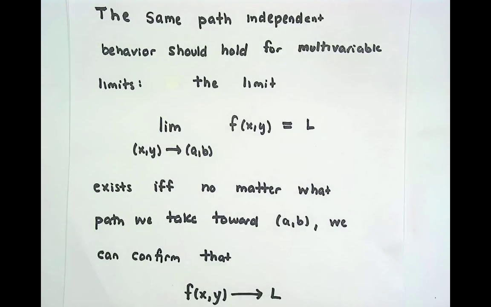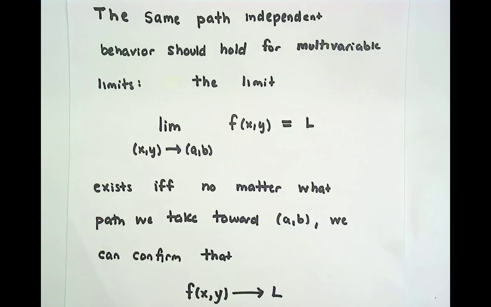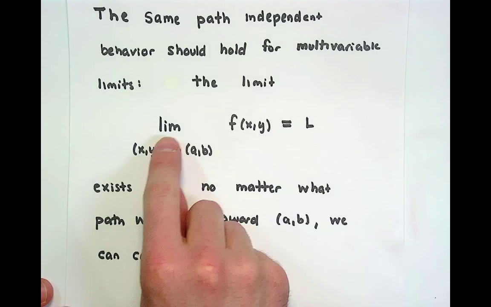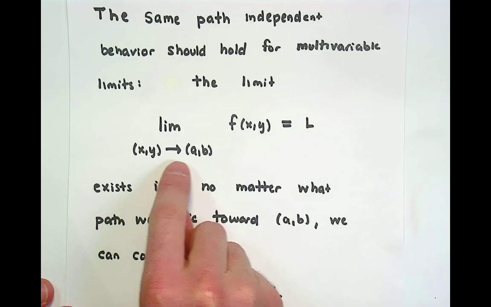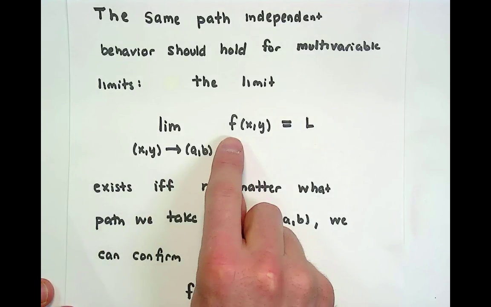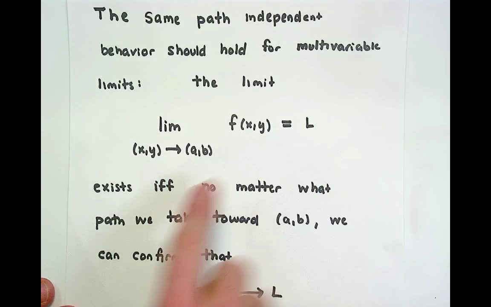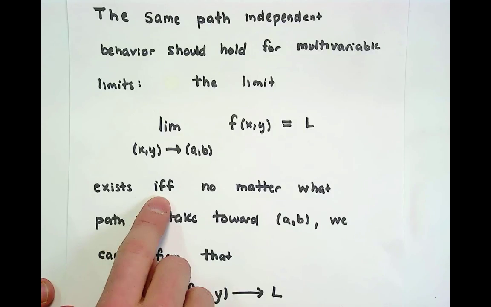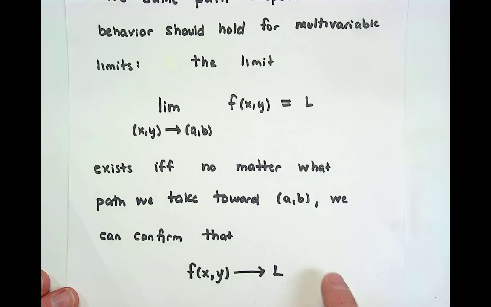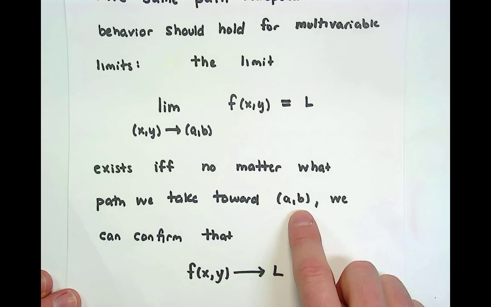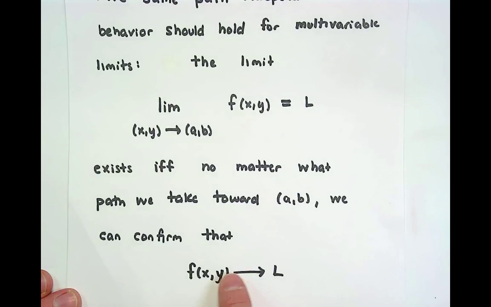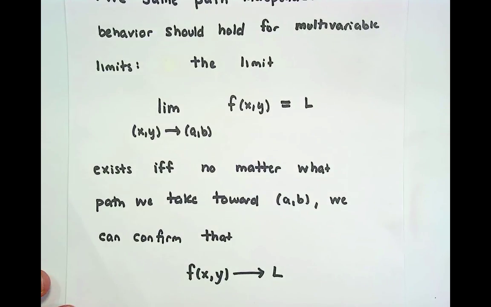The same path independence that we talked about previously for limits in single variable calculus should hold in multivariable limits. So in other words, we say that the limit as (x, y) approaches (a, b) of the function f(x, y) is equal to L if and only if, no matter what path we take towards (a, b), we always confirm that the outputs converge to L.